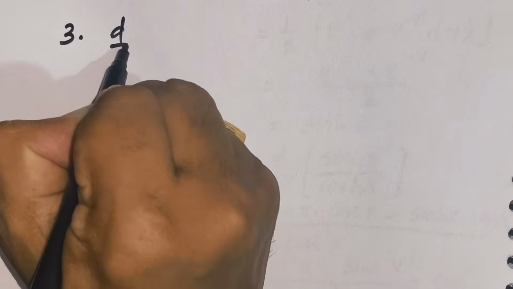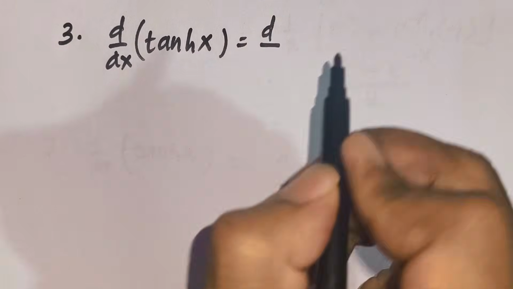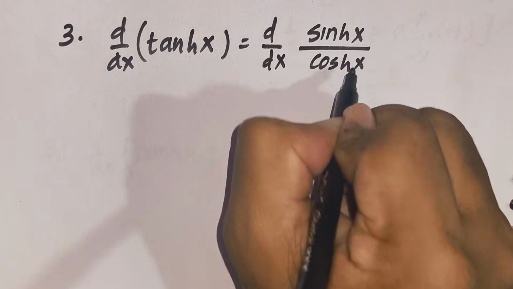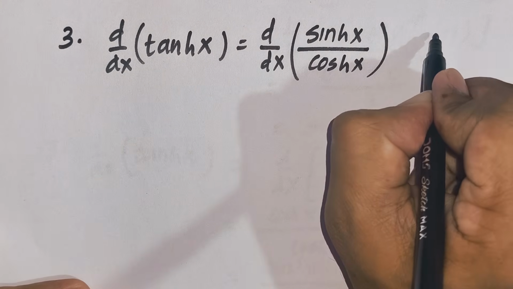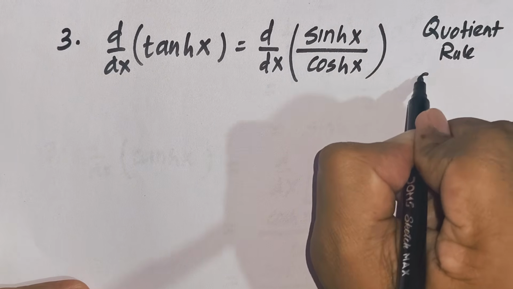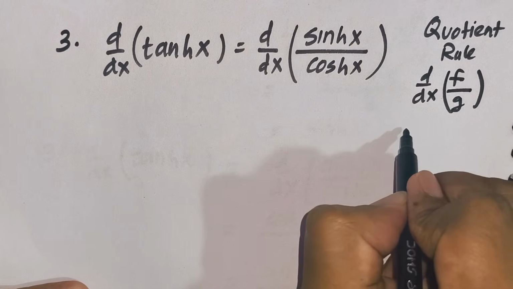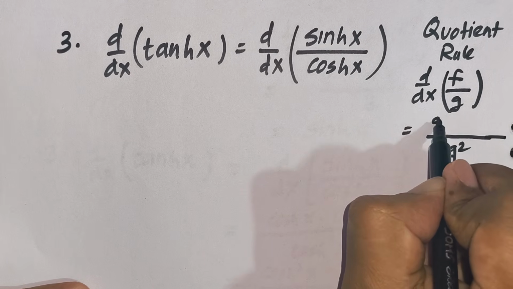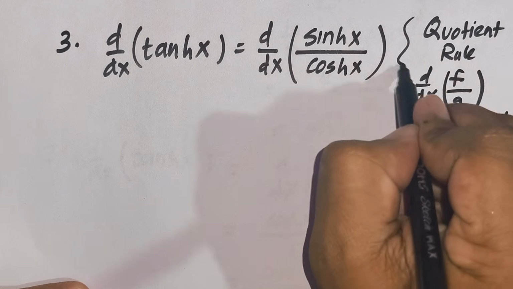Next, let's find the derivative of hyperbolic tangent. By definition, what is hyperbolic tangent? It is hyperbolic sine over hyperbolic cosine. Here we can apply the quotient rule of differentiation. What does the quotient rule say? If we are finding the derivative of f over g, then in the bottom we have g square, and on top, g times derivative of f minus f times derivative of g. This is our quotient rule.